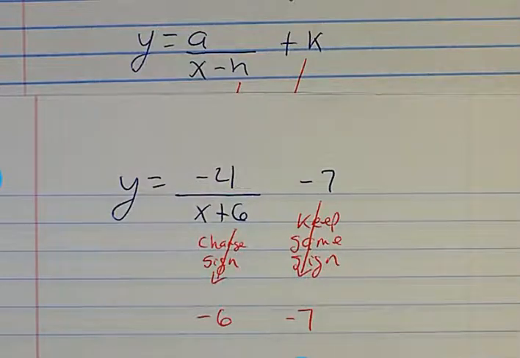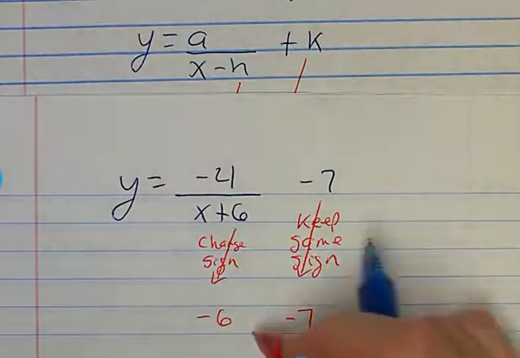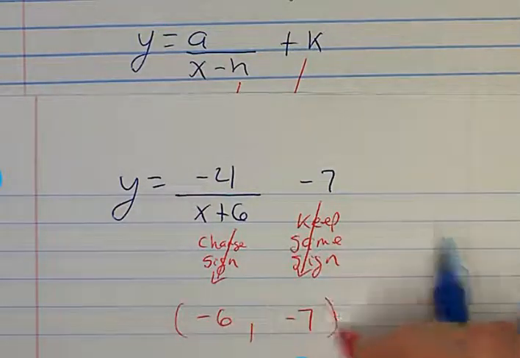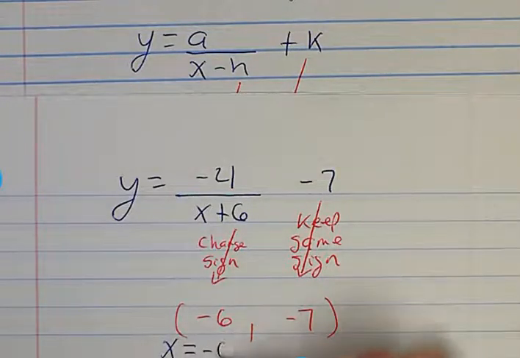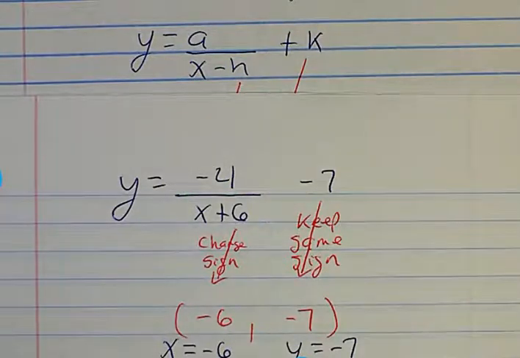And just like before, that was the vertex. This one, it's not really the vertex, but it's almost like our new ordered pair. For this part of it, this would be your vertical asymptote. So you've got x equals negative 6, and y would equal negative 7. This is your vertical asymptote, and this would be your horizontal asymptote.